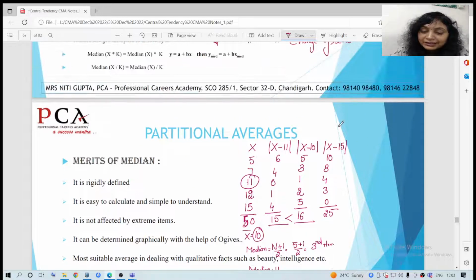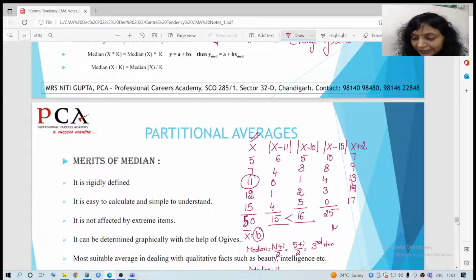We have been given this series, this is our X series. What we are doing is adding a constant 2 to all the items of the series. So if I add 2, this becomes 7, 9, 13, 14 and 17. If I find the median of this new series, median is dependent on position. Position is the third one, so my median becomes 13. That is 11 plus 2, 13.